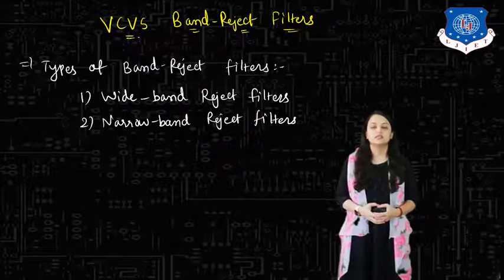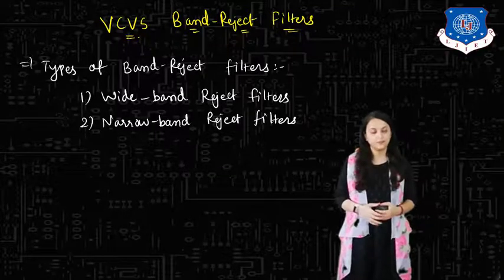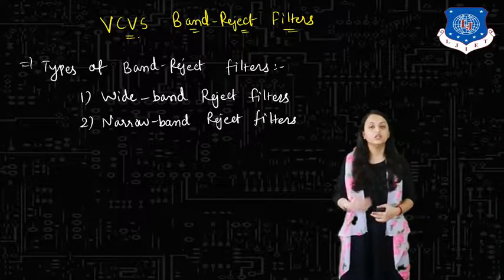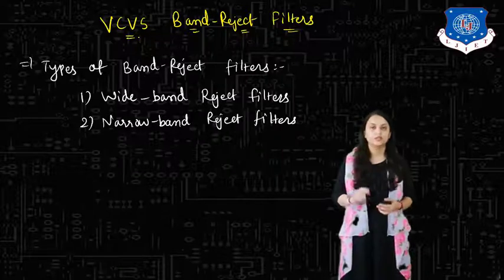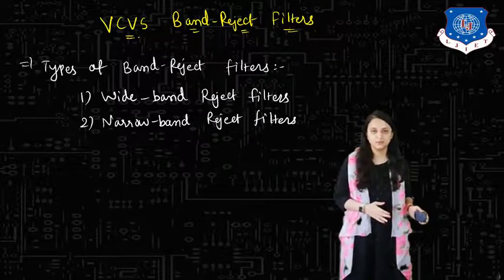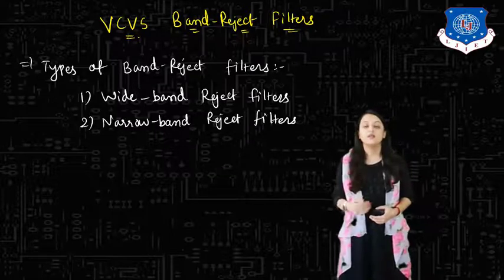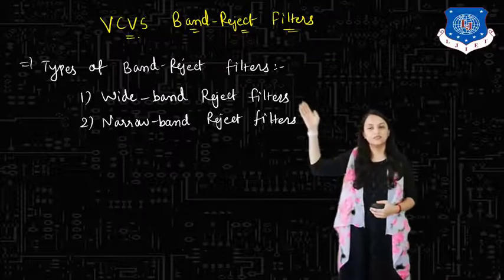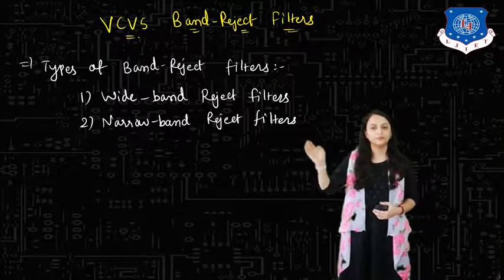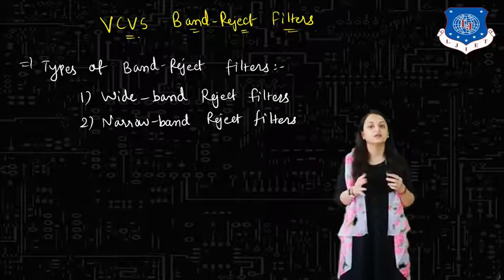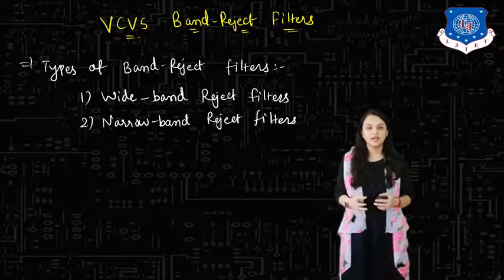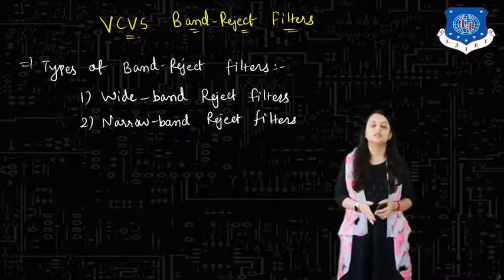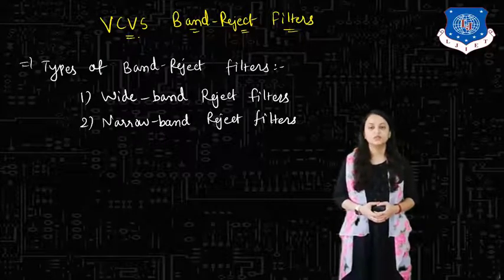Now let us see the next, VCVS band reject filters. Till now we have seen VCVS band pass filters. We have seen that there are two types of VCVS band pass filters, narrow band pass and wide band pass. Next is the band reject filter. In that there are again two types, wide band reject filter and narrow band reject filter. The concept of wide band and narrow band is the same here. For the wide band reject filter, the range of frequencies is wide, and for the narrow band, the range of frequencies is narrow.